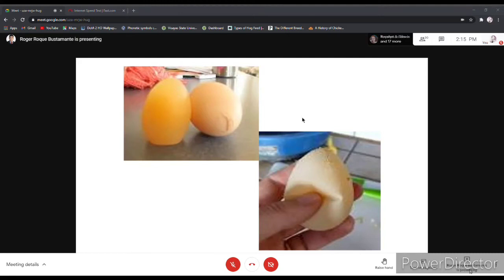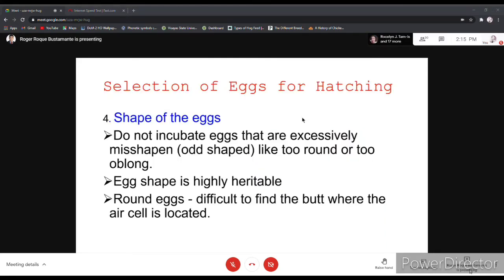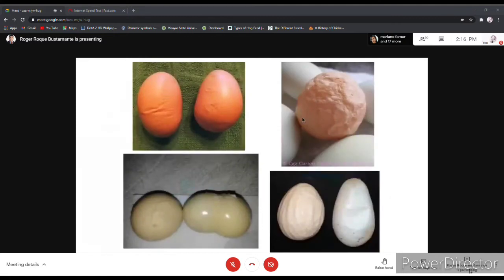So, shape of eggs. Do not incubate eggs that are too round or too oblong. Egg shape is highly heritable also. With round eggs, it is difficult to find the butt where the air cell is located, especially when you are using an automatic artificial incubator, so you will struggle to find the tip or the butt. It looks blunt on both ends, without a pointed end. So, okay, those are misshapen eggs.